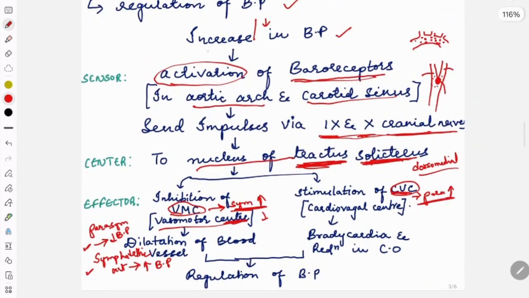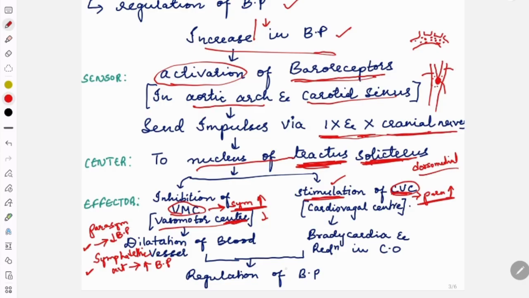Now, as the BP is already increased, what does this nucleus do? It will try to manage the BP by decreasing it, by stimulating the CVC. Because the BP is increased, it will try to bring the BP back to the normal range by stimulating the CVC center. These two centers are controlled by this nucleus. So because the BP is increased, it will stimulate the CVC and inhibit the VMC.